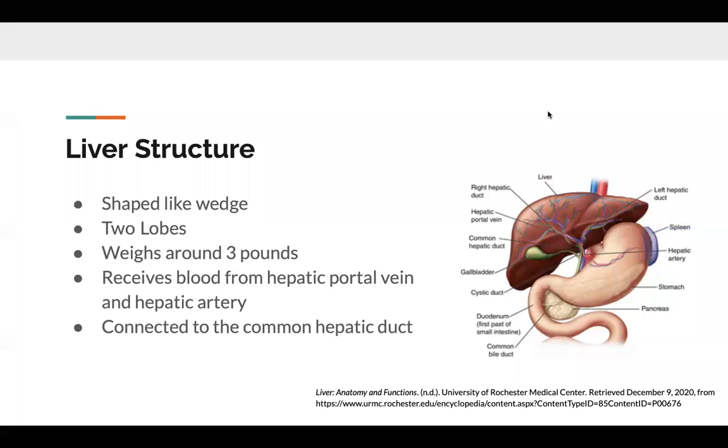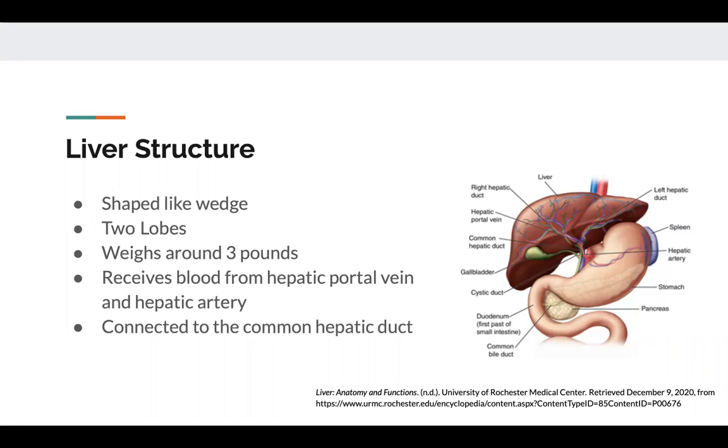As you can see in the diagram here, the liver is located in the upper right portion of the abdomen, just below the lungs and under the diaphragm. It is wedge-shaped, almost triangular, has two lobes, and weighs approximately 3 pounds. Blood flows from capillaries in the GI tract, spleen, gallbladder, and pancreas to the liver via the hepatic portal vein. The liver receives oxygen-rich blood from the hepatic artery.